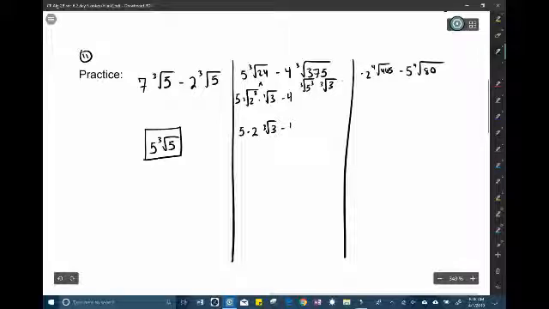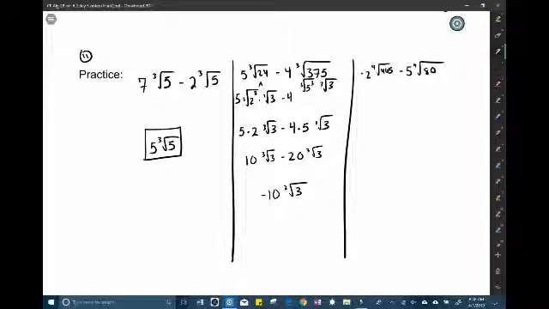So this is 4 times 5 cubic roots of 3, which is 10 cubic roots of 3 minus 20 cubic roots of 3, would be negative 10 cubic roots of 3. Okay, last one here, 4th roots of 405.